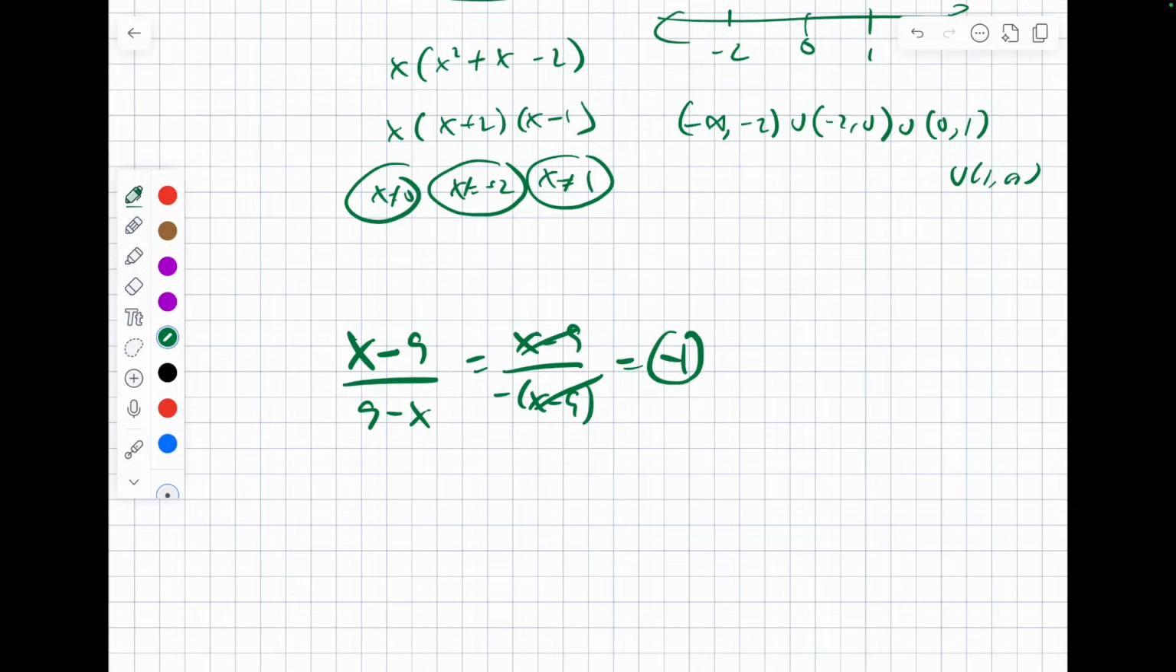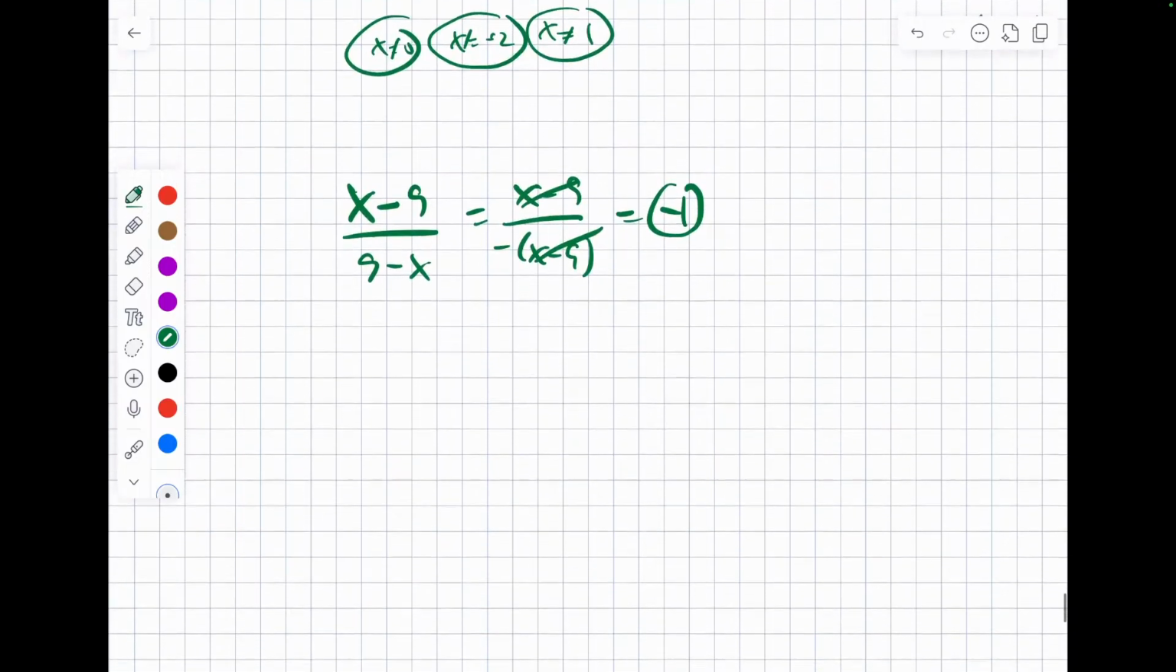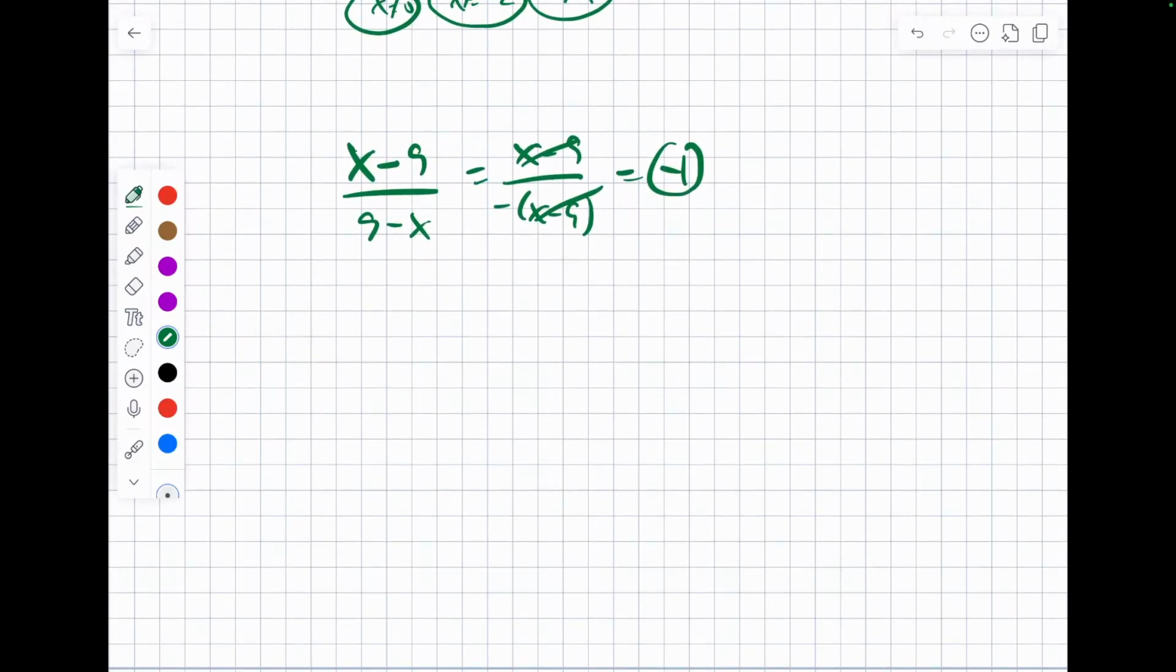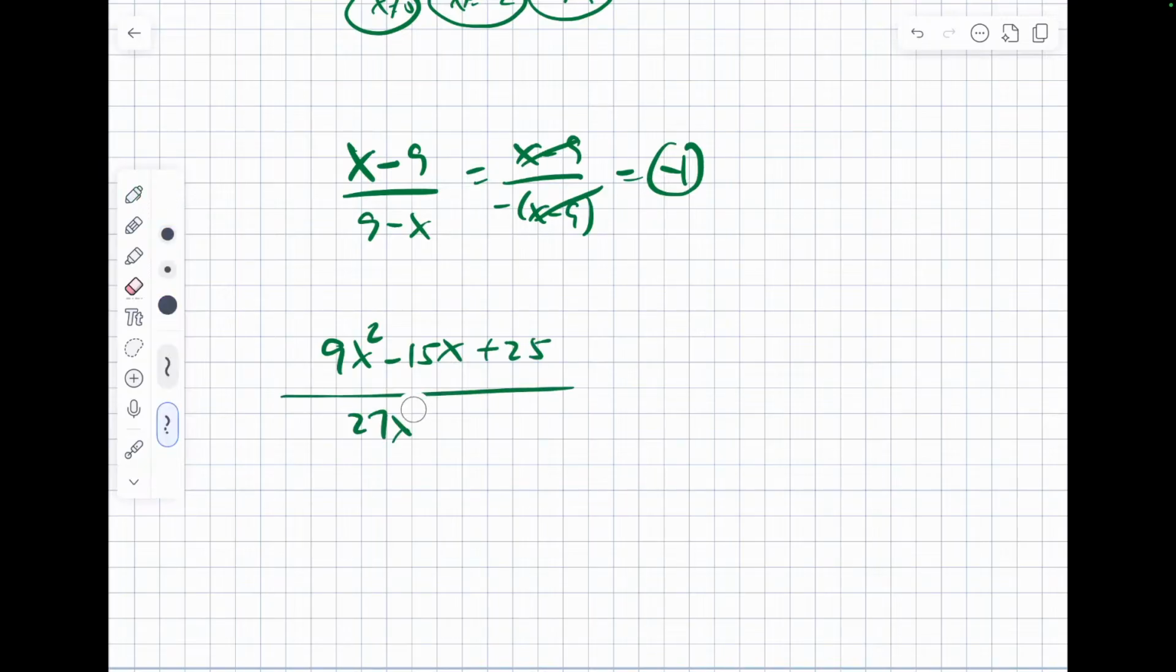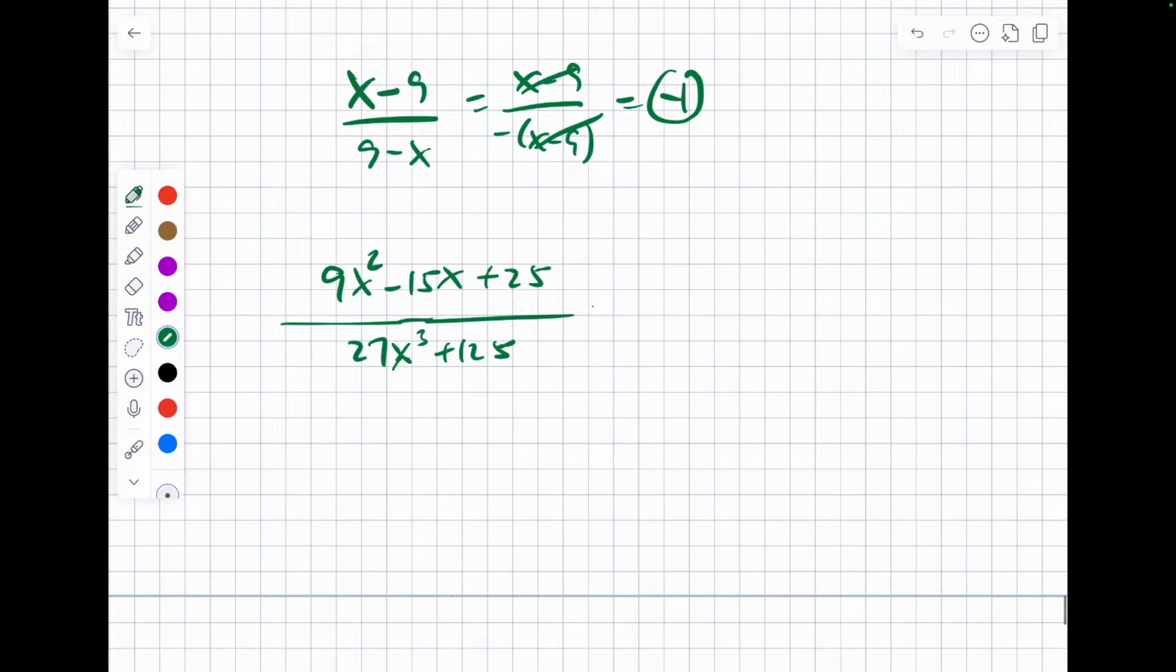Okay, next question. Yes, can you factor the top from 31? Sure, 31, okay, question 31. You cannot factor the top, but you can factor the bottom. So the answer is 1 over 3x plus 5. If you factor the bottom, this one is going to be 3x plus 5, and 9x squared minus 15x plus 25.